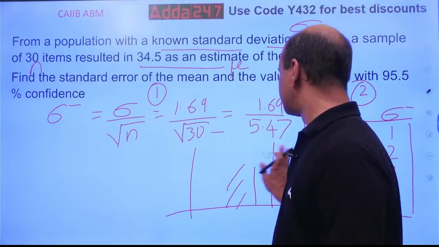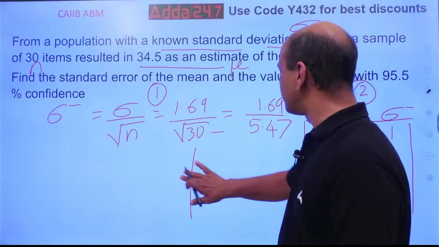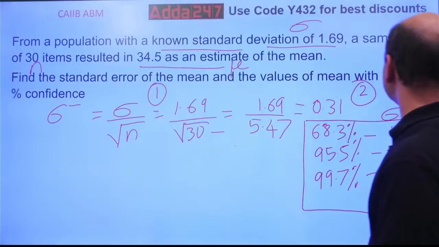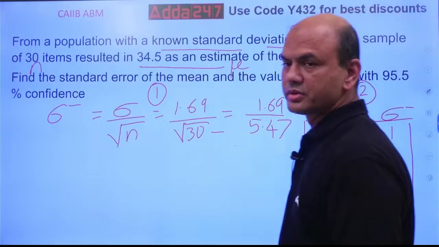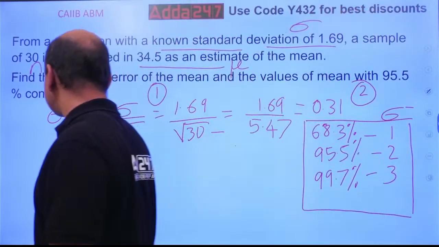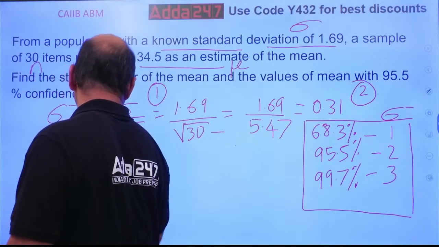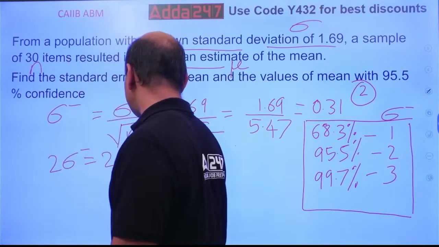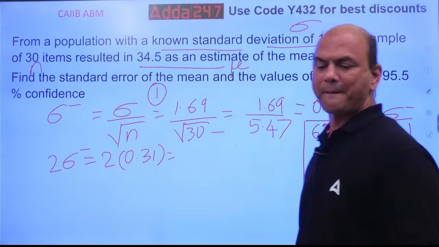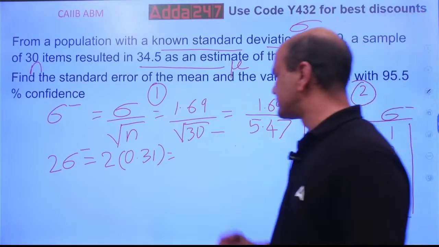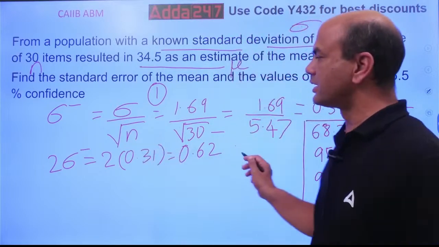So now let's remove this. What is useful to you is only this table. So now you want 95.5% confidence, which means you want two standard error. So multiply this by 2. So 2 into psi dash. What is 2 into psi dash? 2 into 0.31. You are not able to see this? Get this, 0.62. So this is 2 standard error.